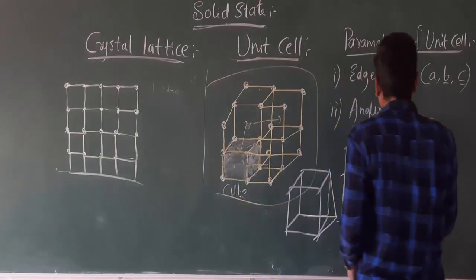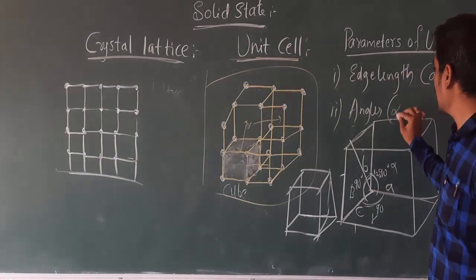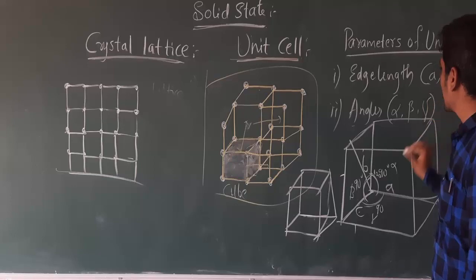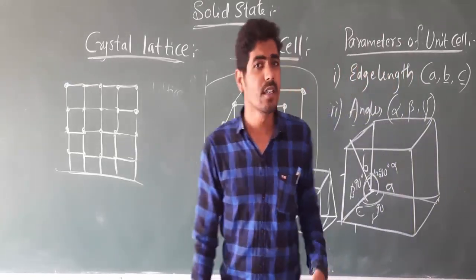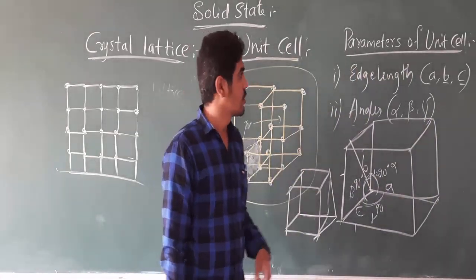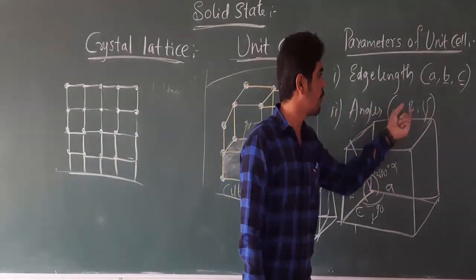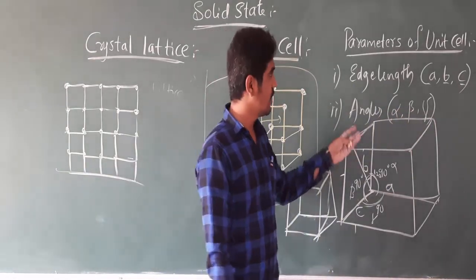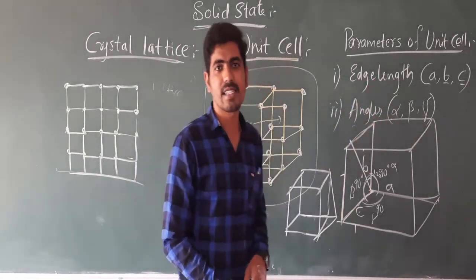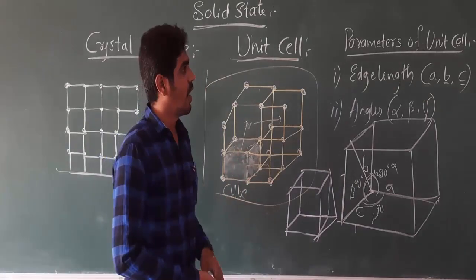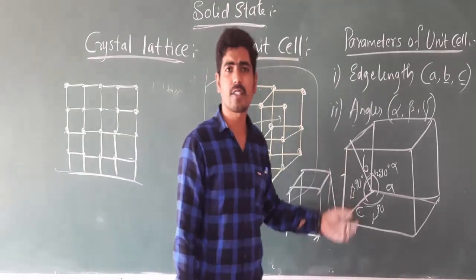So those axial angles which affect the structure of the unit cells are alpha, beta and gamma. So there are in total 6 parameters which affect the structure of the unit cell. Those are the 3 edge lengths A, B and C, and the axial angles alpha, beta and gamma. So these are the 6 parameters of unit cells, 3 edge lengths and 3 axial angles. So this is the introduction to the unit cell. So this is about parameters of unit cell.